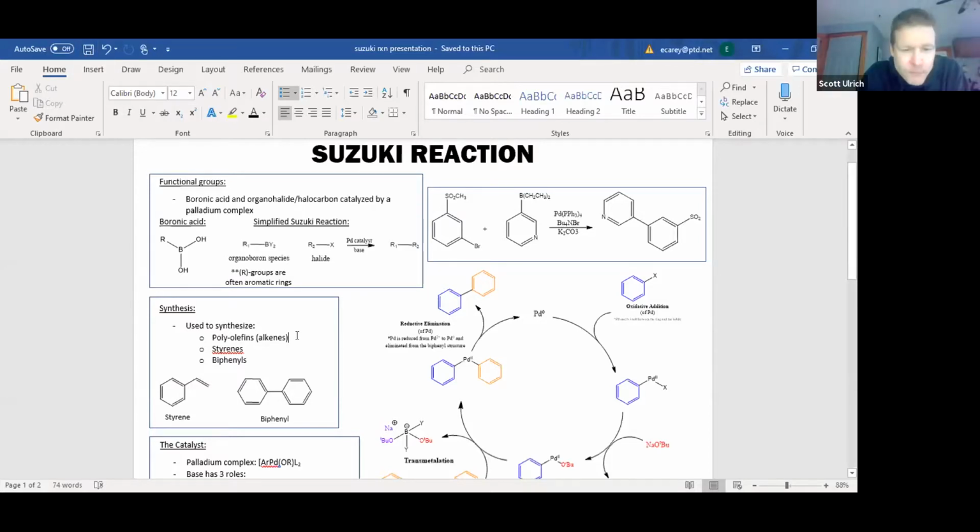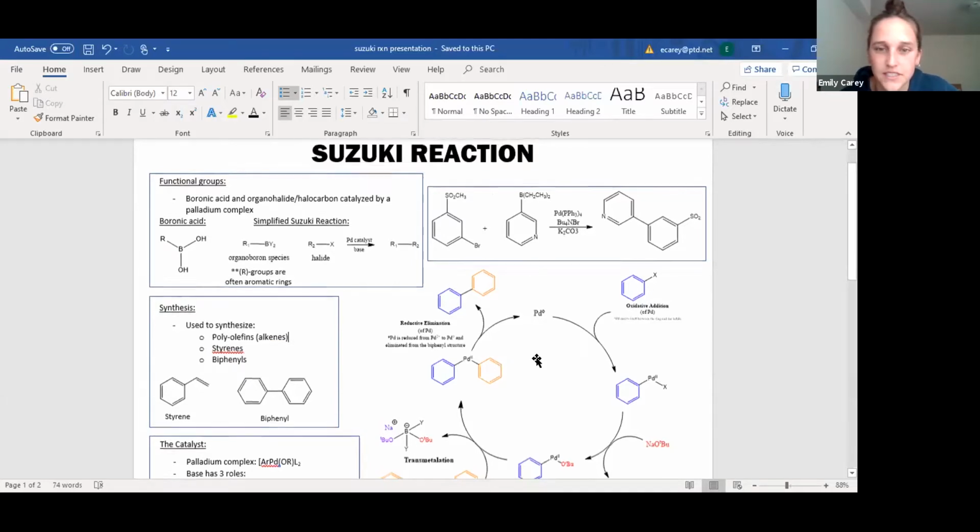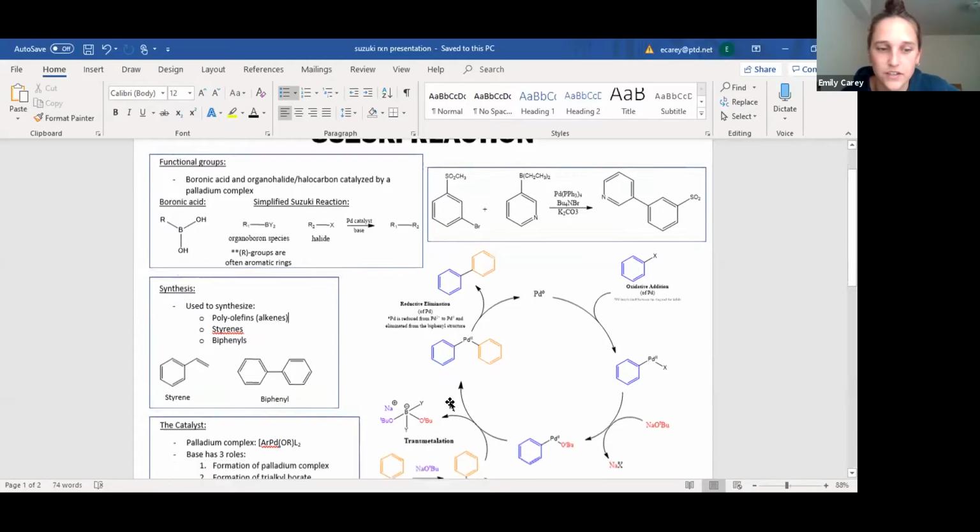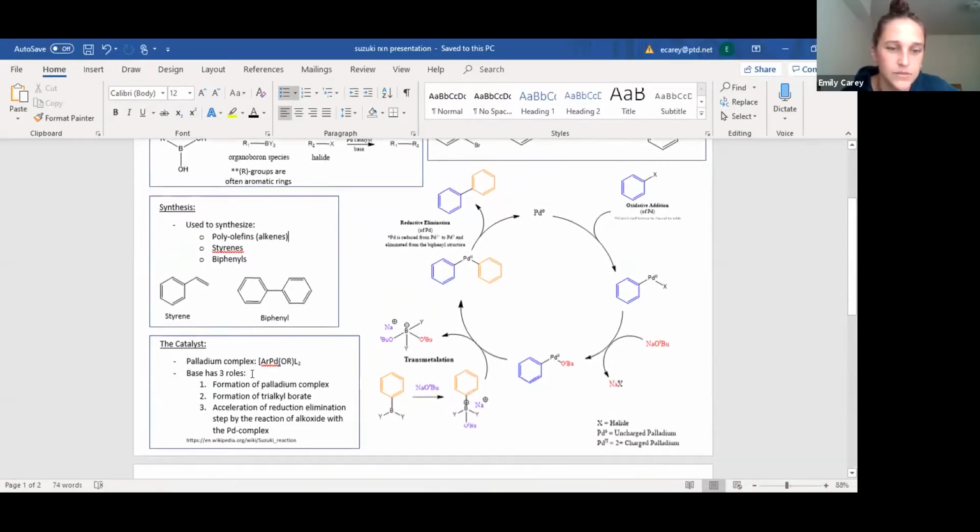Yes. Okay, so they can synthesize polyolefins or alkenes, styrenes, which are just like a benzene with an alkene on the adjacent carbon, and biphenyls, which is what the mechanism I'm going to show is, and that's what this real life synthesis shows, a biphenyl. So the catalyst is a palladium complex. It kind of looks like this, just this general setup.